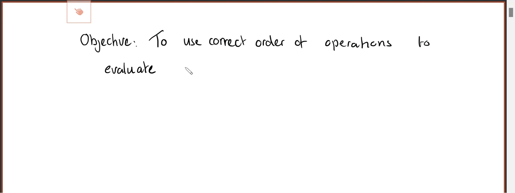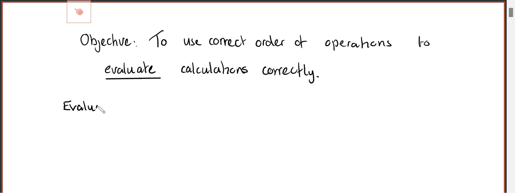Now, you good with evaluate? Basically it means to evaluate calculations correctly. This word evaluate is an important one because quite often in assessments, people say evaluate this, and people ask, what does evaluate mean? So, for instance, if I said evaluate 3 plus 7, you would tell me that the answer is 10. That would be your answer. You would be correct.